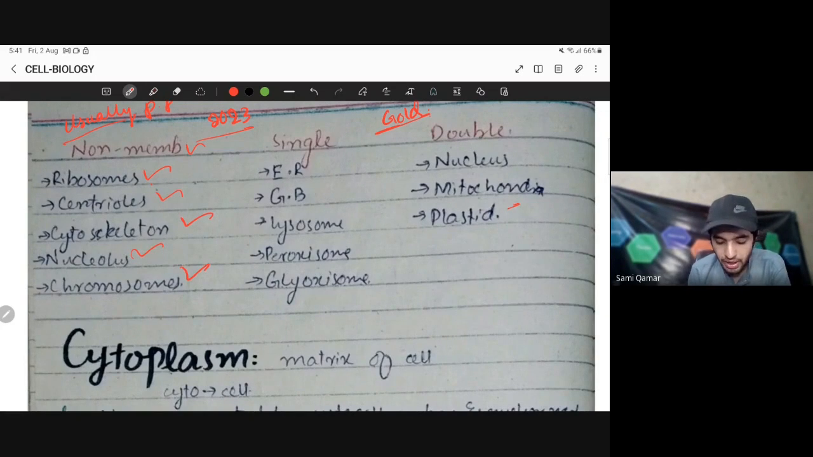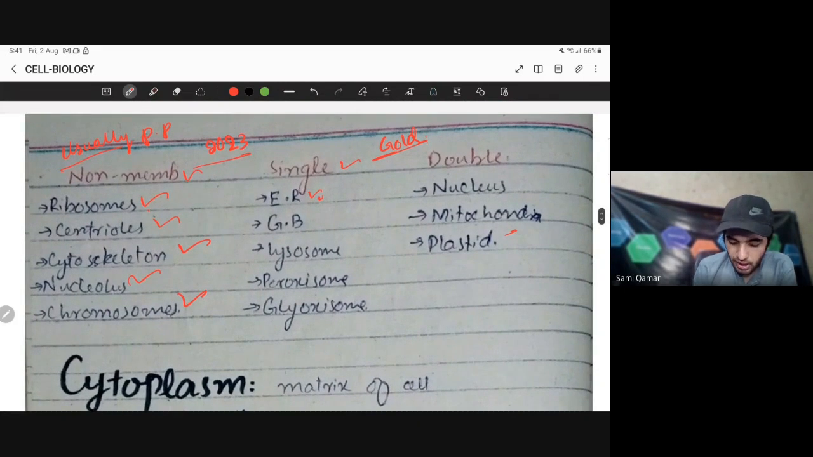Nucleolus and chromosome are non-membranous. Single membranes are the endoplasmic reticulum, ER being the short form of endoplasmic reticulum, the Golgi body, lysosome, peroxisome, and glycosylation. They are single membranous. Nucleus, mitochondria, and plastid are double membranous.